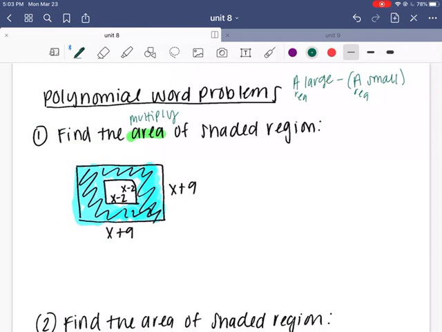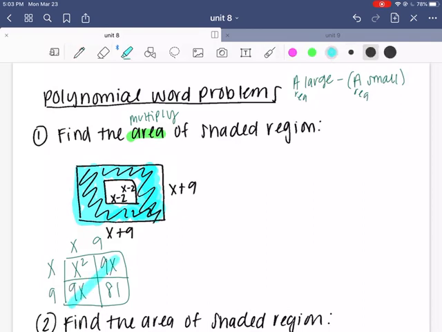All right, so let's find the area of the large box first, or that big outside, right? So I have that x plus 9 and that x plus 9. I know that this is a 2 by 2. I've got to set up a box. If you see multiplying or area in any of these problems, you have to set up a box. X and 9, x and 9, and I'm filling out the inside. Don't forget diagonally what we need to do is, yes, that's right, add. So there's the area of the large.